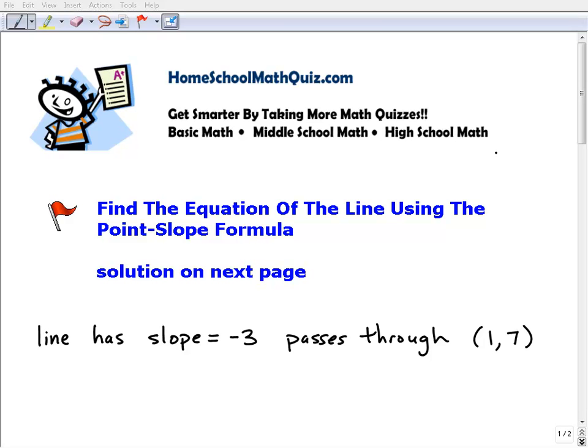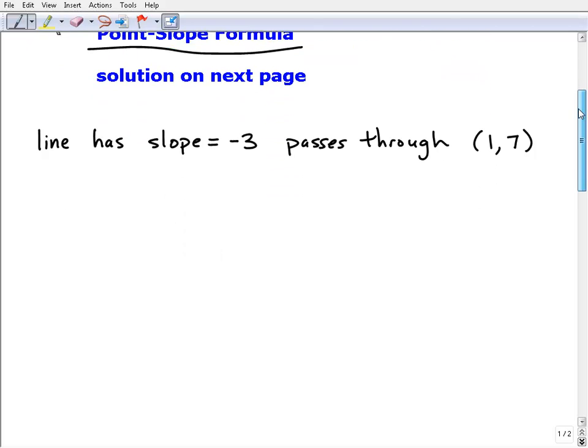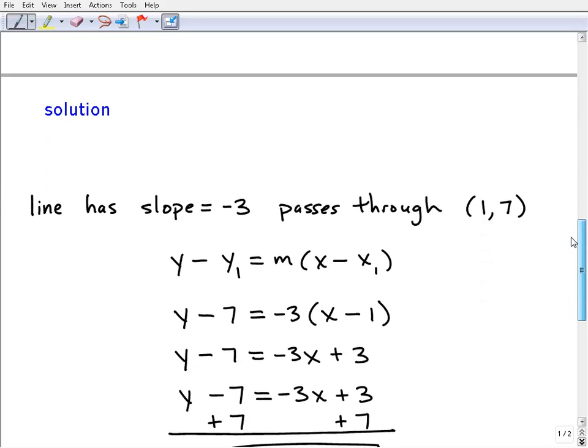Okay, so let's go ahead and take a look at our quiz problem here. What we want to do is find the equation of the line using the point-slope formula. If you haven't tried this problem yet, maybe you want to pause the video and see if you can do it. All right, this line has a slope of -3 and passes through the point (1, 7). Let's take a look at how this is done.